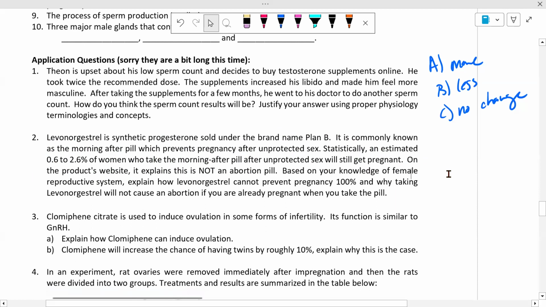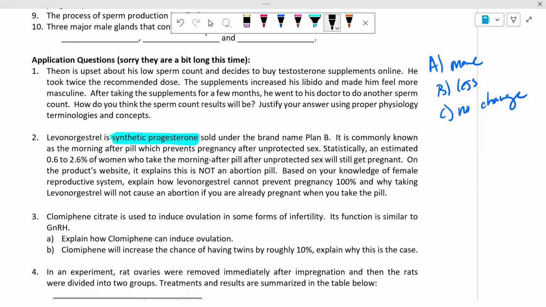Based on knowledge of the female reproductive system, explain how the drug cannot prevent pregnancy 100% and why taking the drug will not cause an abortion if you are already pregnant when you take the pill. Okay, so this is synthetic progesterone. So really, we have to think about what progesterone does. What does it do?